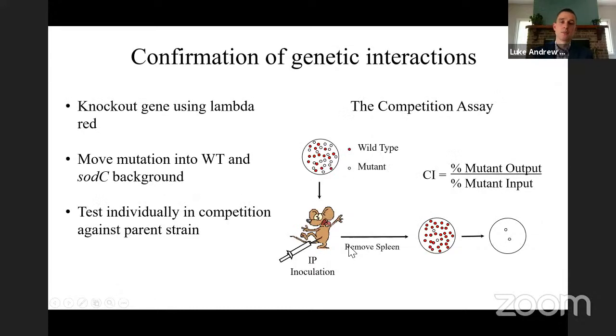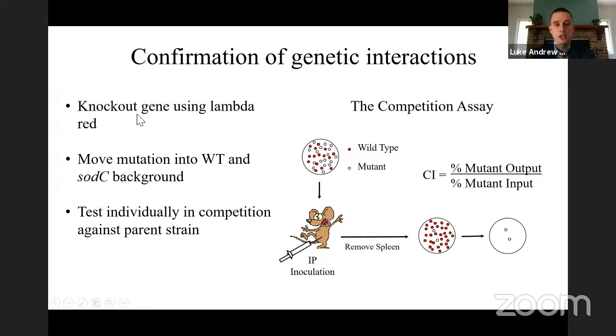The next step in this project was then to verify these genetic interactions. The way we wanted to do that was to use our standard 1-to-1 competition assay. Unfortunately, with the way these mutants were generated, it was randomly in pools. And so we had to go back and recreate the individual mutants in each of these genes. We did that using the lambda-red system, and then moved those mutations into a wild type and SOD background and tested them in our competition assay against the parent strain.